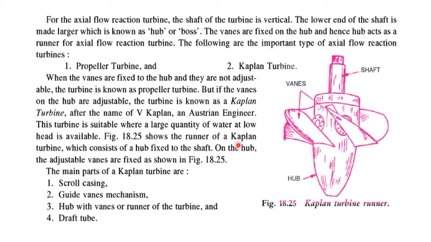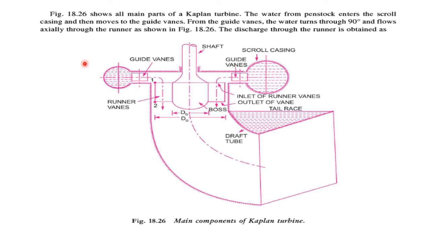This figure shows the runner of Kaplan turbine, which consists of a hub fixed to the shaft. On the hub, the adjustable vanes are fixed as shown. The main components of the turbine are scroll casing, guide vane mechanism, hub with vanes or runner of the turbine, and draft tube. This is the figure showing main components of the turbine. These are the guide vanes, this is the shaft, and these are the runner vanes. This is the draft tube, this is the tail race, this is the scroll casing. This figure shows all main parts of the turbine.